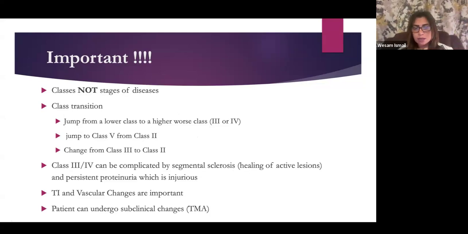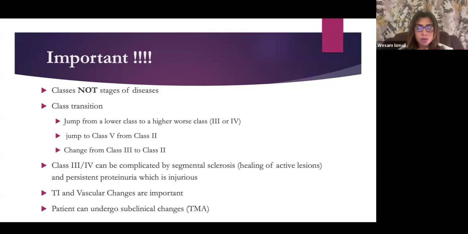Always remember as well that class 3 and 4 can be complicated by segmental sclerosis, like when you have healing of active lesions and persistent proteinuria, as I've just shown you. So any of these active lesions, necrosis, crescents, endocapillary hypercellularity, is going to heal by segmental sclerosis. And these patients are going to have persistent proteinuria, and of course, you know that this is injuries to the kidney.